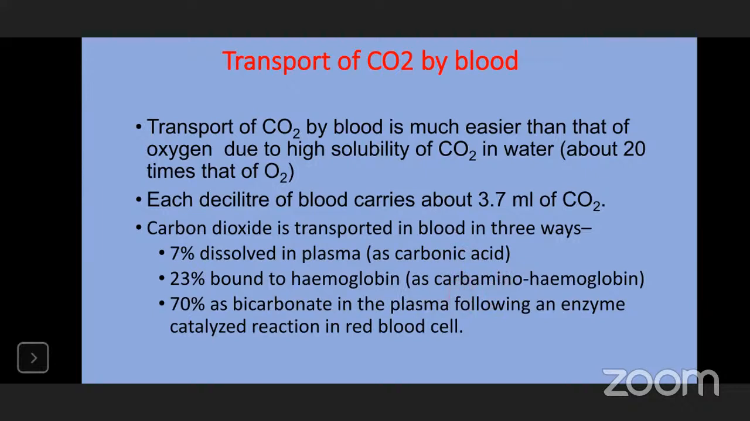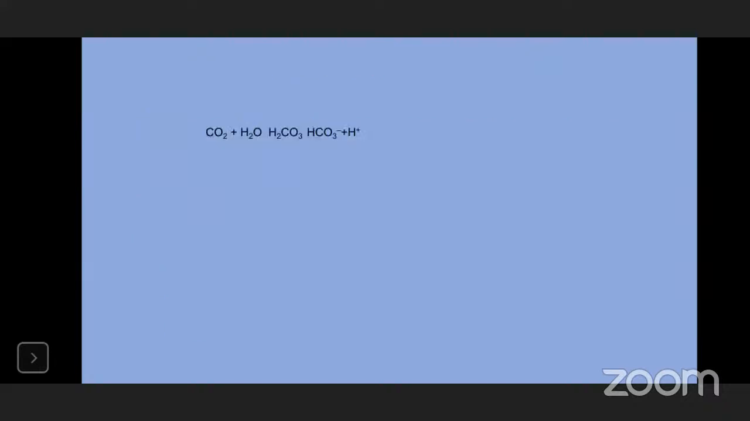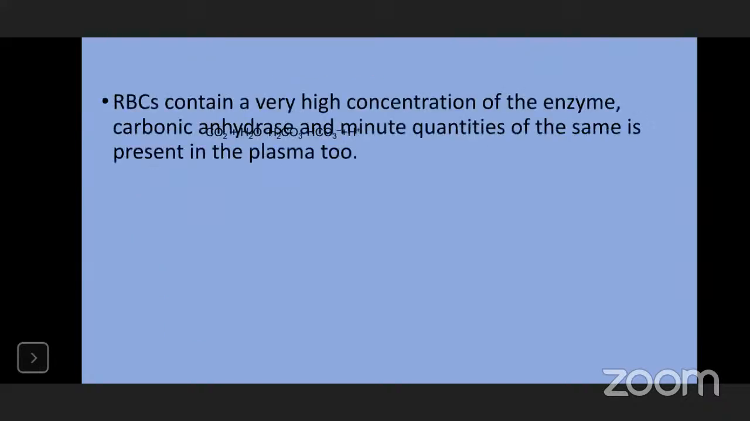7% in the form of dissolved plasma, 23% in the form of carbaminohemoglobin, that is transported through the hemoglobin, and 70% of it is transported in the form of bicarbonate in the plasma. And this formation of bicarbonate is an enzyme catalyzed reaction in the red blood cells. So RBC contains a very high concentration of the enzyme carbonic anhydrase.